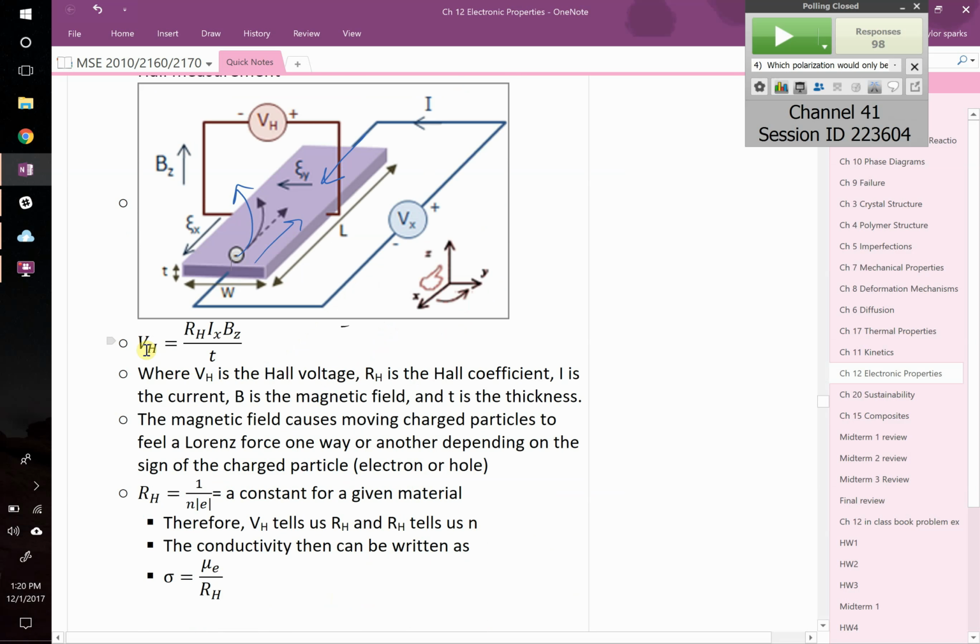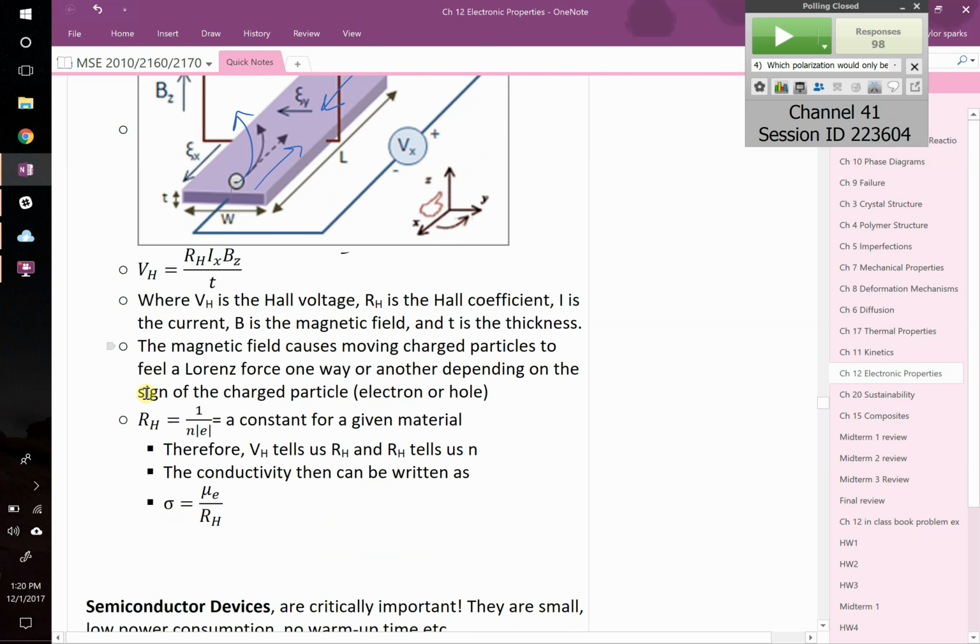So it looks like this. The Hall voltage, V sub H, is equal to R sub H. That's a constant. It's your Hall coefficient, right? Times the current, times the magnetic field, divided by the thickness of your sample, T. T, that's your vertical thickness of your sample. So if you know those things, you can calculate carrier concentration, because R sub H is going to depend on the number of carriers you have, right? R sub H equals 1 over the carrier concentration times their charge.